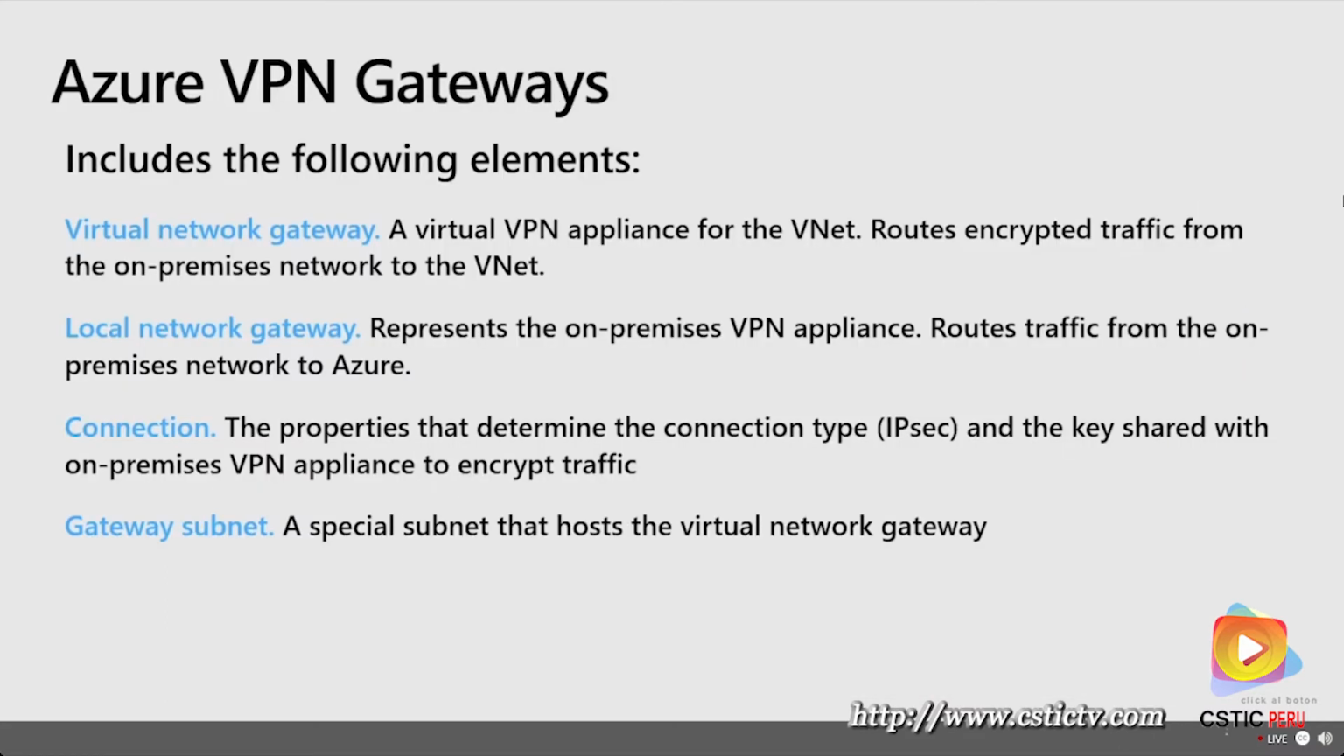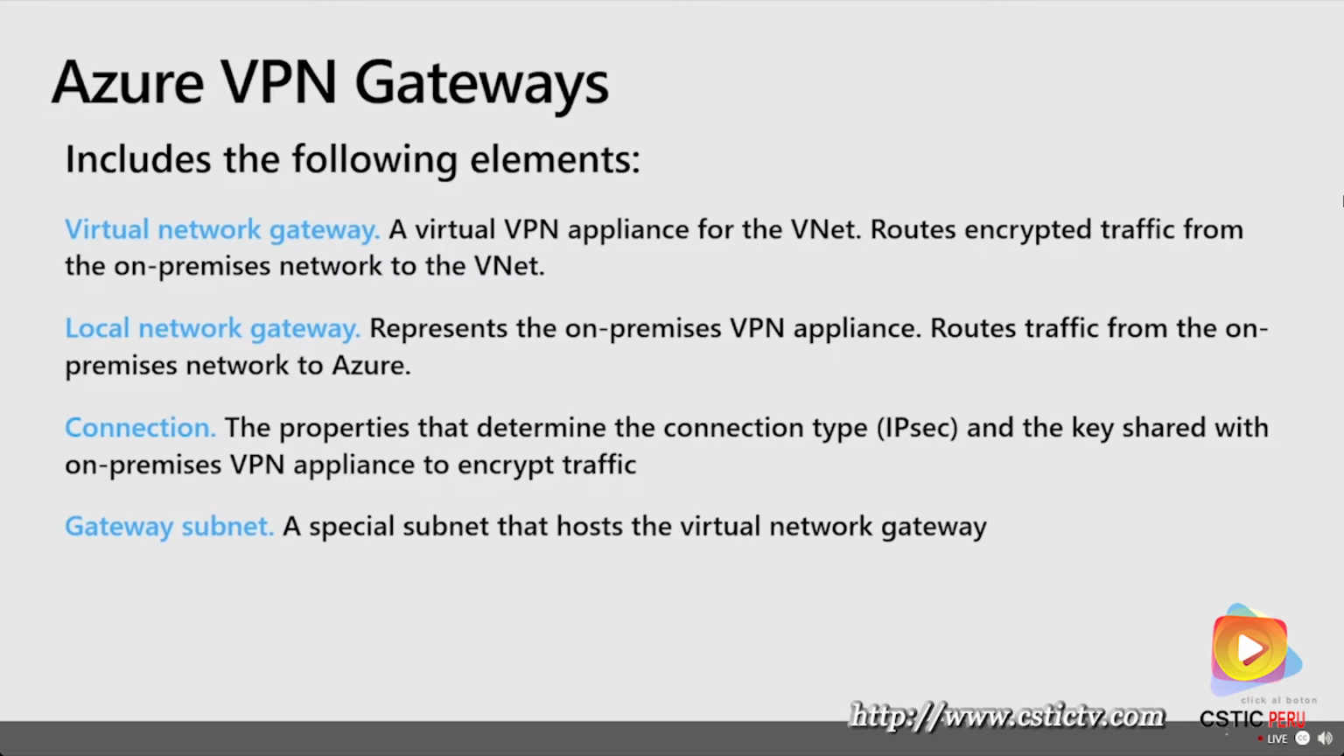So when we're talking about an Azure VPN gateway, it includes the following pieces. We have that virtual network gateway that sits inside Azure, which is a virtual VPN appliance for the virtual network. And this is what routes the encrypted traffic from the on-premises network into the Azure virtual network. Then we have the local network gateway. So that's your on-prem VPN appliance from whichever vendor you choose. And that routes the traffic from the on-prem network into Azure.